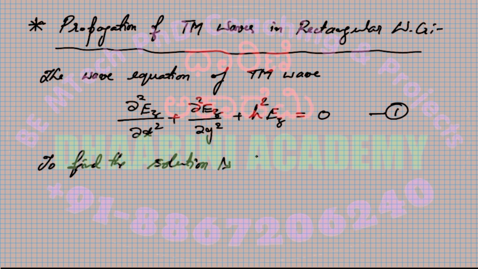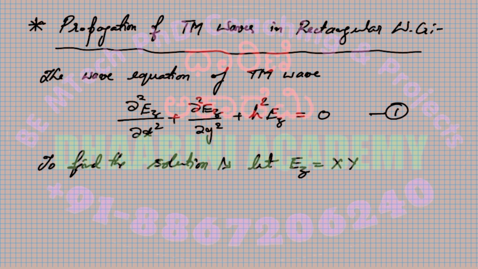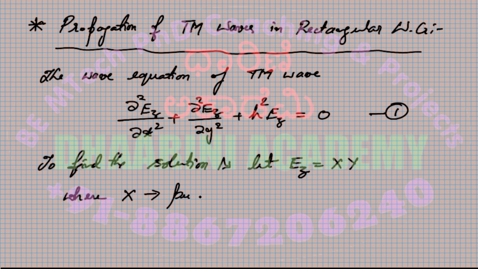So this is the solution. I'm assuming that Ez is made up of two different variables: x is a function, y is another function. That's why I said we need to assume two functions. We are free to choose any format, but the most preferred way is as a product, capital X and capital Y.